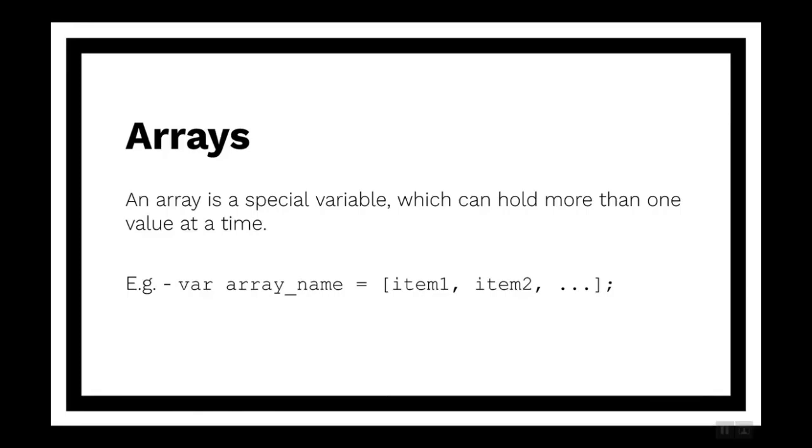Arrays is a special variable which can hold more than one value at a time. So it can hold different values, it can hold strings, it can hold numbers. And array is an object in JavaScript. Okay.